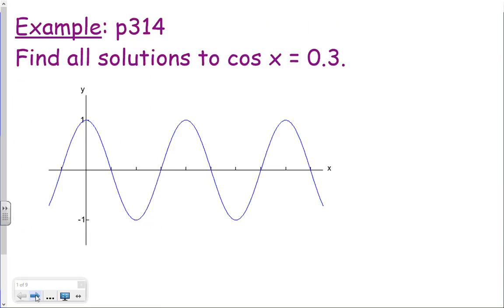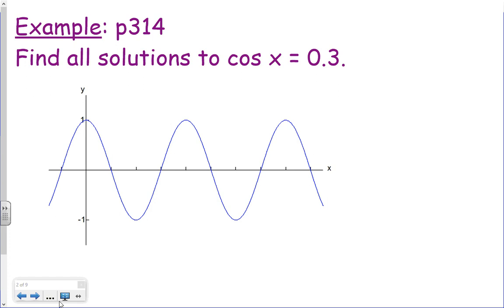Let's start with an example. Page 314. They give us this example here that we want to find all solutions to the equation cosine of x is equal to 0.3. Find all solutions to this. Well, we know a method to be able to find one solution, but we want to find all solutions. So what exactly does it mean when it says that they're looking for all solutions? Why is there more than one?